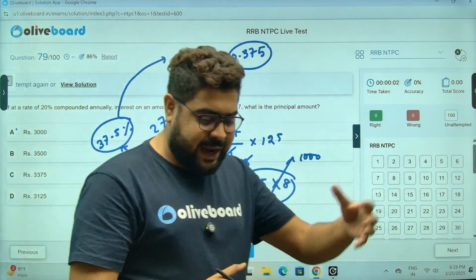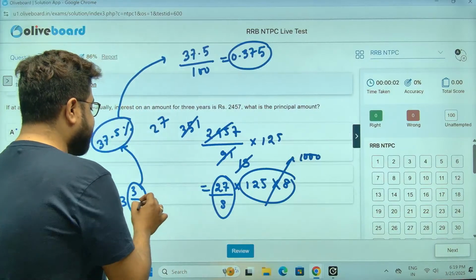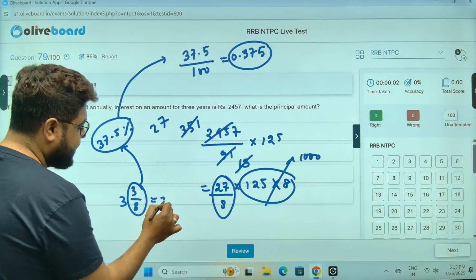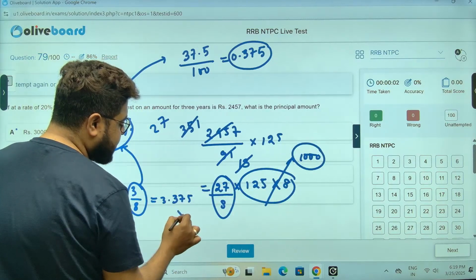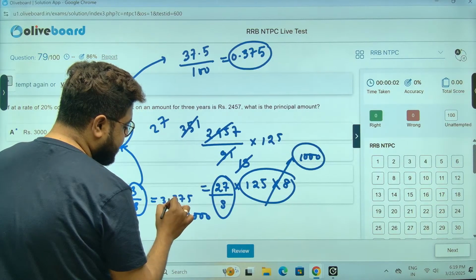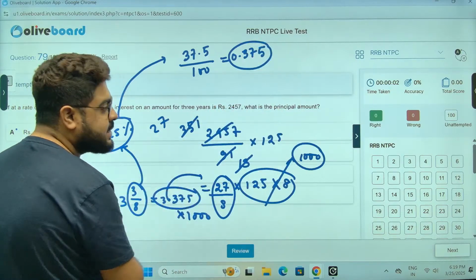You need to understand how to apply. So that means this is 3.375, and into this 1000. 1000 will do what, sir? It moves the decimal sign 3 places to the right. So my answer will be 3375.